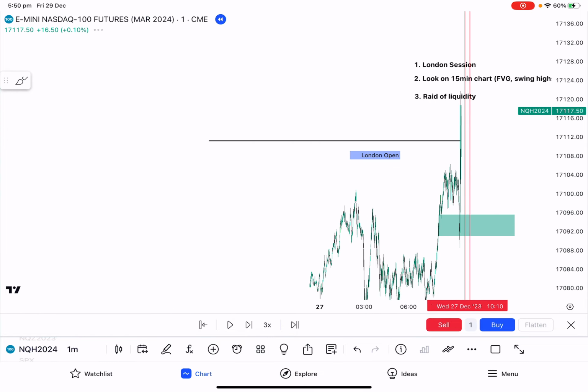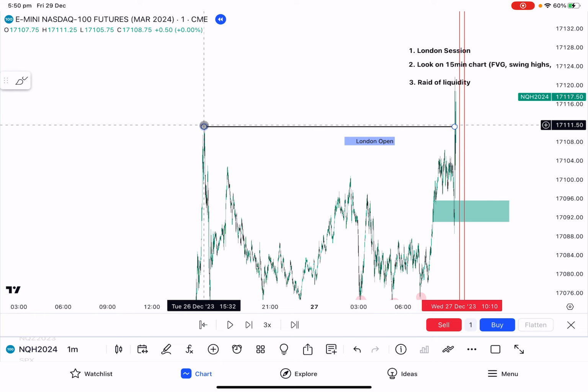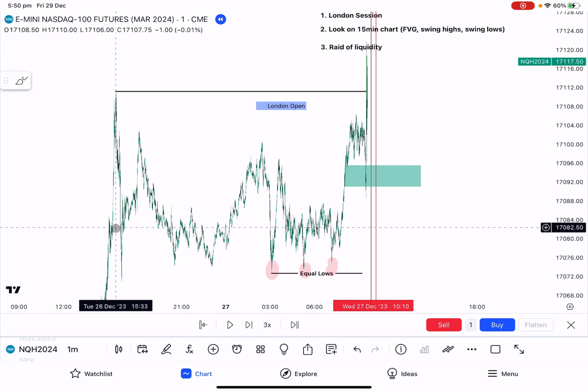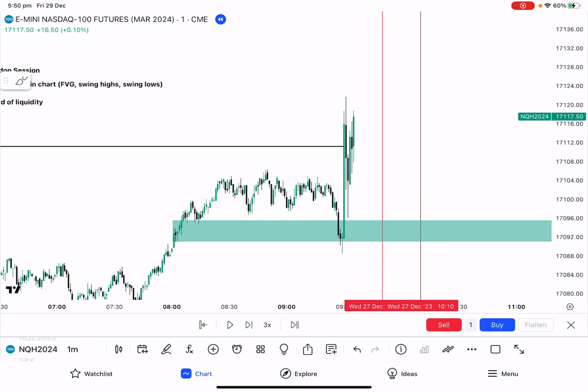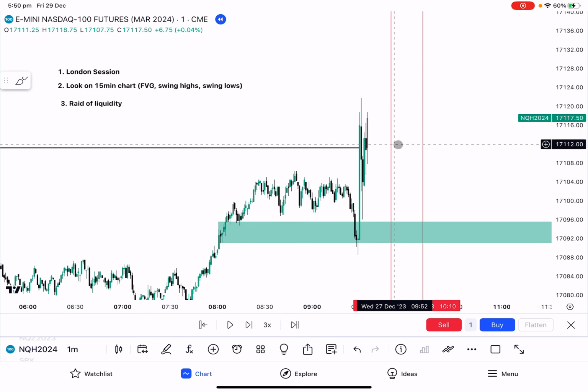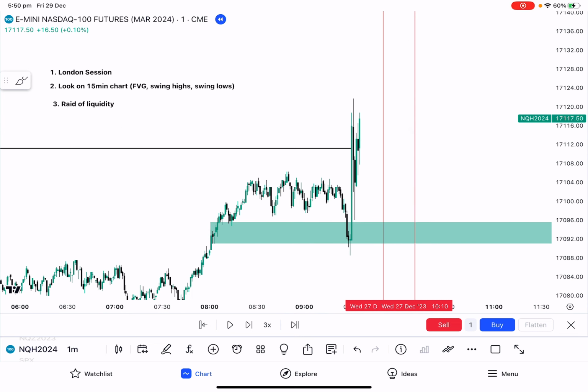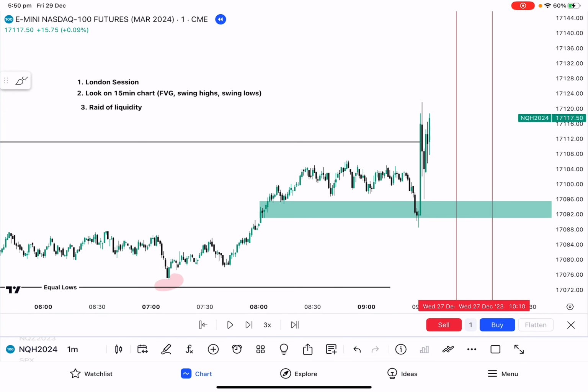Now, in terms of which high that was generated, you could say Tuesday PM session, the previous day, right? So it's been ranging in this price action right here, and then eventually we actually take that out abruptly. Now, what you'd want to see is for this macro to either raid more liquidity or to create some kind of market structure shift.